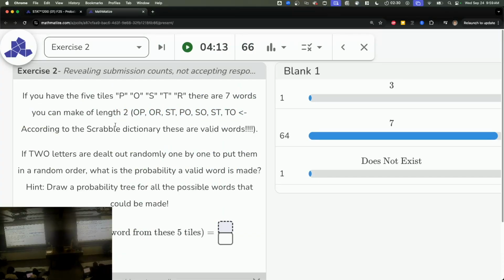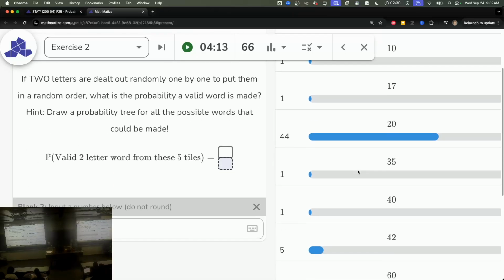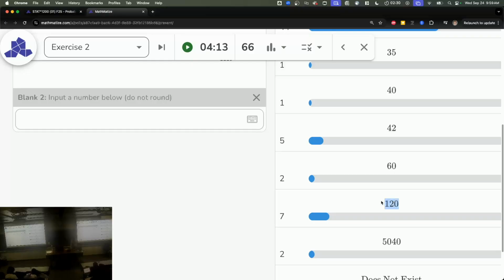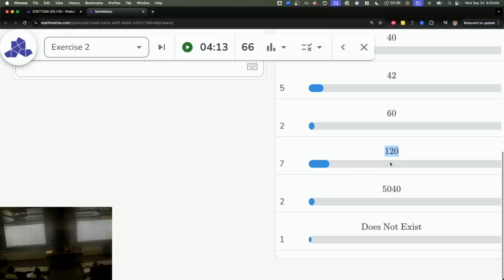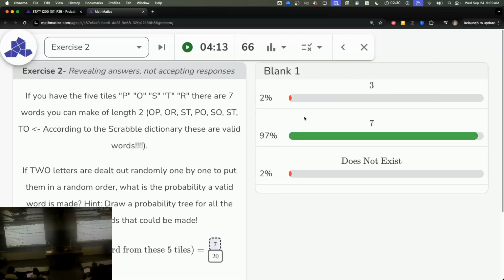So let's see on the bottom how many total different things there are. All right, so some people said 20. Did anybody say 120? Only a few people said 120. 120 would be 5 factorial, 5 times 4 times 3 times 2 times 1. But the correct answer is indeed 20. So if you said 20, that's very good.